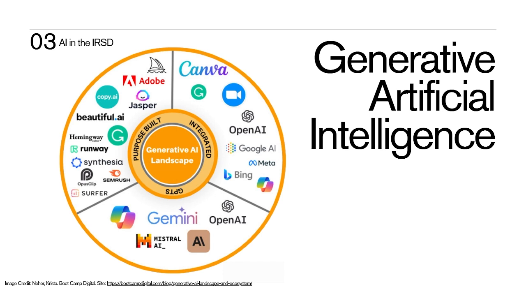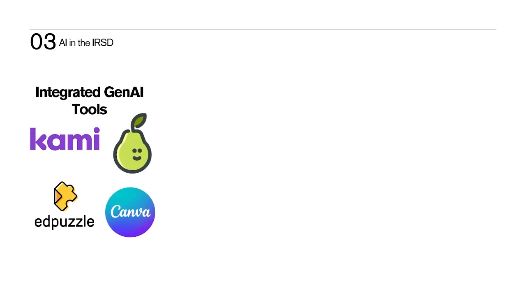3 common types of generative AI tools include generative pre-trained transformers, or GPTs, purpose-built GenAI tools, and integrated GenAI tools. Integrated generative AI tools allow users to leverage AI within a specific tool for a specific purpose. The generative AI features are supplemental to the purpose of the tool. Examples of IRSD apps that fall into this category are Kami, Edpuzzle, Pear Deck, and Canva.